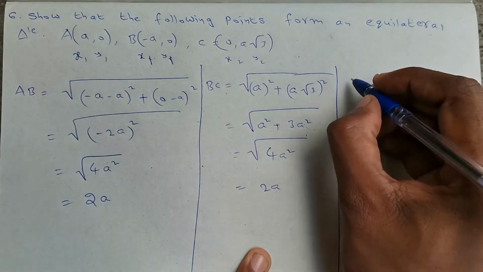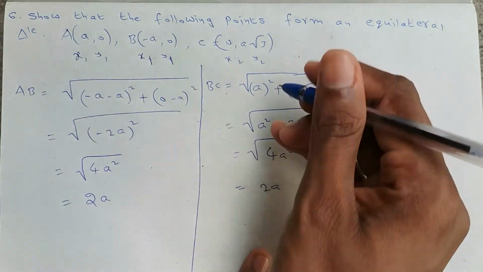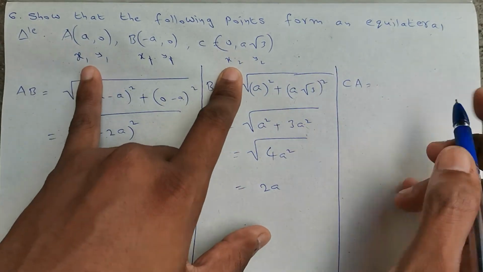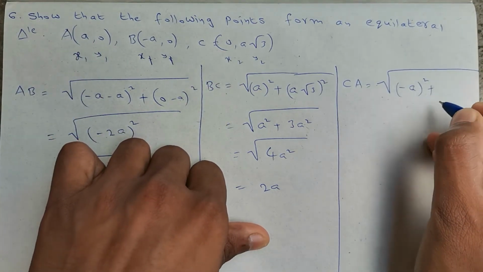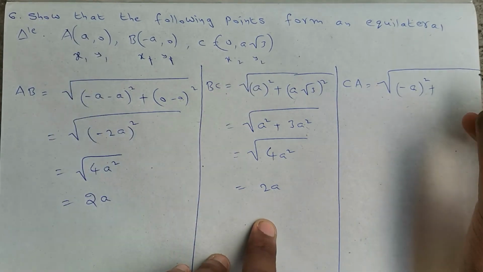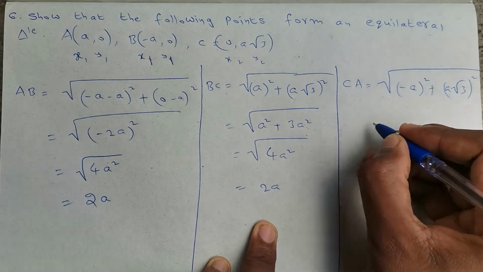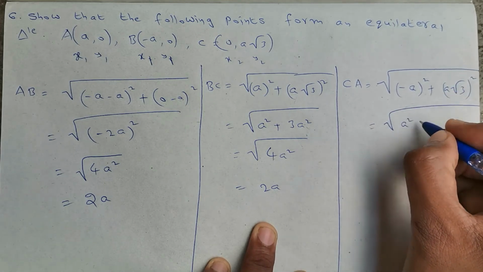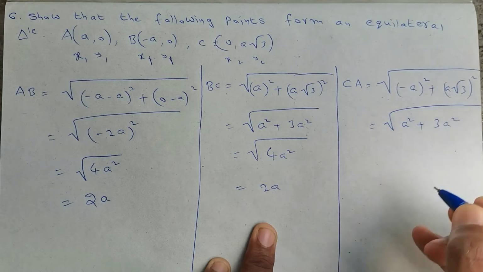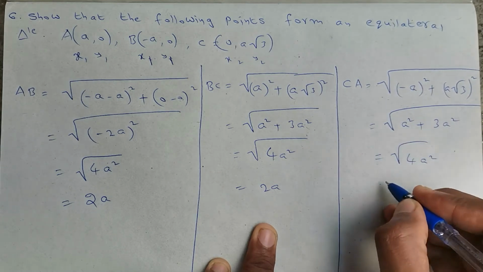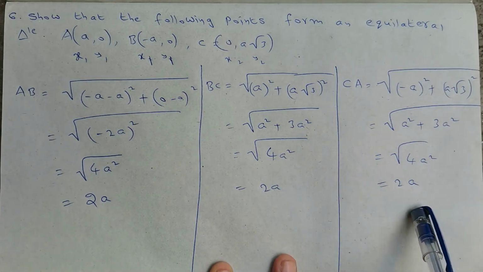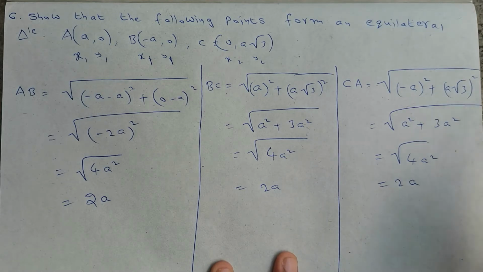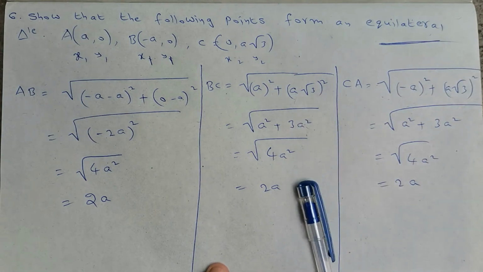AB completed, BC completed. Now I'll find the distance between CA or AC. x2 minus x1, 0 minus a whole square plus y2 minus y1, a root 3 minus 0, a root 3 whole square. Under root minus a square plus a root 3 whole square, 3a square, which is equal to under root 4a square, nothing but 2a. AB distance is 2a, BC distance is 2a, CA distance is also 2a. All the sides are equal in length. So we can conclude that it is an equilateral triangle.